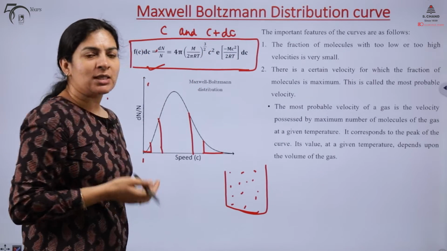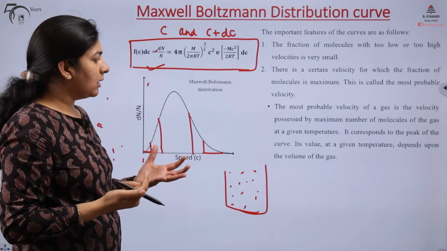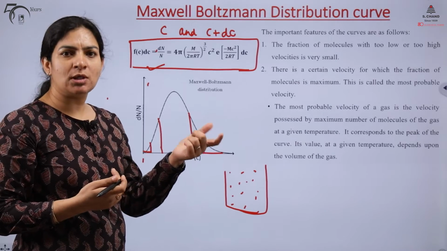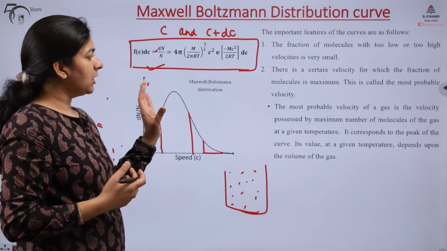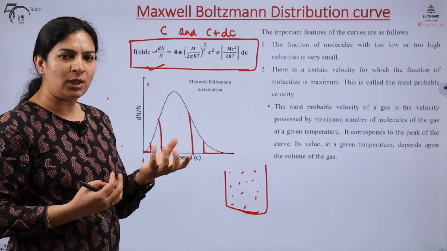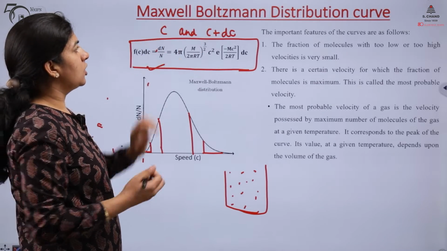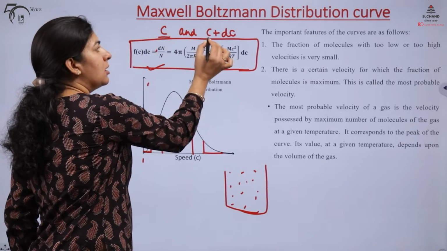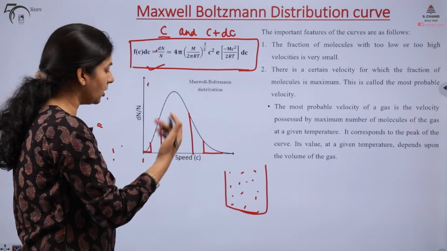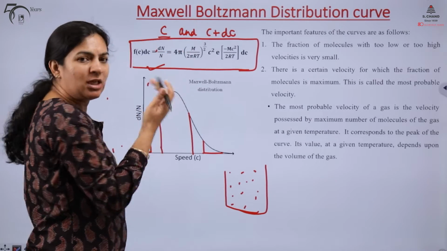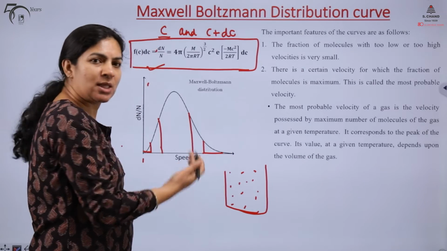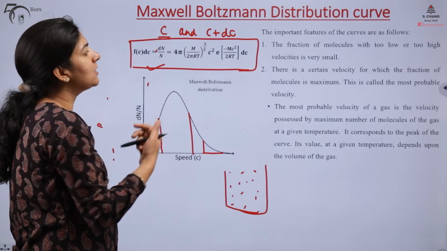Because I won't be defining it, it's not like one molecule moves at 200 meters per second and the other molecule is moving with 500. In that way, if I keep on defining the velocity of one molecule, it would not be possible. So therefore, we always define a range. So a range is defined, let's say from 200 to 300 meters per second. How many molecules are there which move at 200 to 300 meters per second? How many molecules are there which move with a speed of 900 to 1000 meters per second?